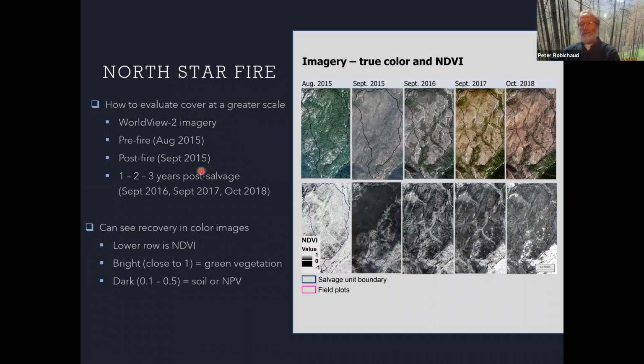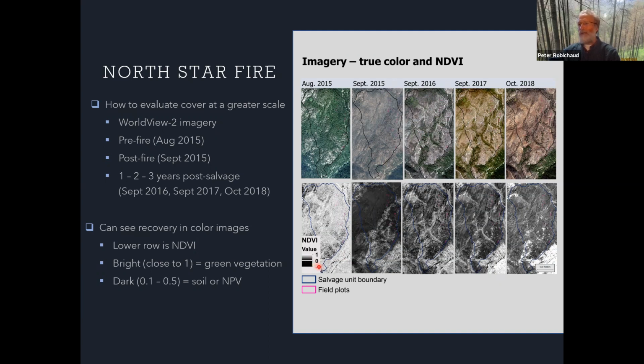This is WorldView imagery. This is about a 1 meter pixel size. And we have some imagery pre-fire, August 2015, immediately post-fire. And then these are the following years to be able to look at that vegetation recovery. Well, they did that salvage operation. So you can see these white things in here. This is the skid trails and road networks that they use to get out the timber in this particular sales unit, because you can't see any of those in this image right after the fire.